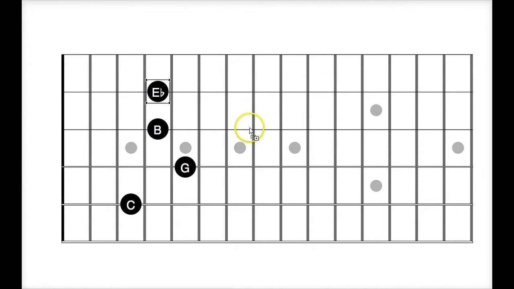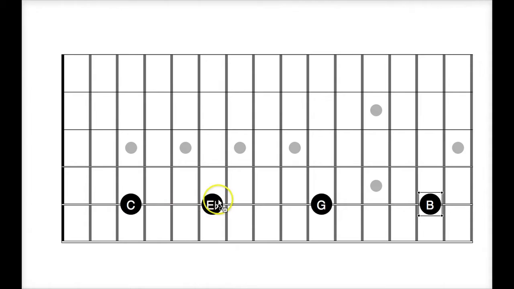So if we're going to stack this up in thirds, we've got to figure out, first of all, what's the root, and I'm just going to give you the answer. It's a C. So we'll take the E flat, we'll move the E flat right here, and then we'll take the G, we'll move the G right here, and then the B is going to go right there. Okay, so now we've got thirds. We've got a minor third, a major third, and then a major third.